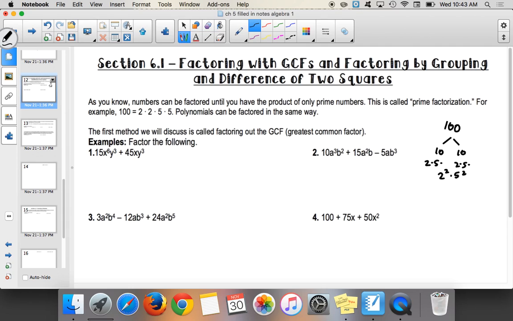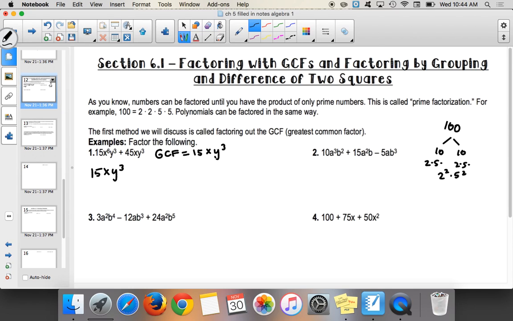So when you look at 15x to the 6th y to the 3rd, plus 45x y cubed, we look at our numbers and we say, okay, 15 and 45, what is their GCF? What is the greatest common factor? What number? 15, okay. What about the x's? How many x's do you have in common? If you had 6 x's lined up and you had 1 x, you would have 1 in common, right? And then the y's, y cubed and y cubed, we have y cubed in common, okay? So our GCF is 15x y cubed. So what we do is we pull that to the front.